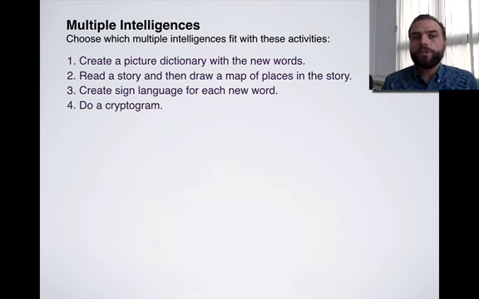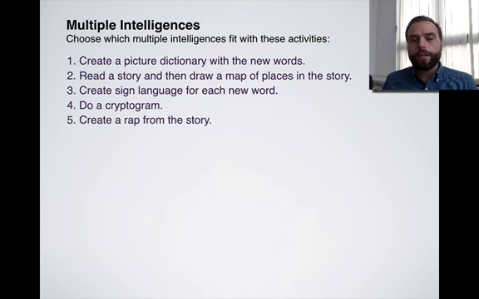Next one is a cryptogram. If you don't know what a cryptogram is, have a look online. It's kind of a code using symbols or letters or numbers, and students have to use the code to find out what the secret message is. It's a really nice kind of activity and technique to use. So what do you think is the multiple intelligence for this? Well, it's kind of a word puzzle, and the word puzzle gives us a clue. A puzzle is good for logical mathematical, so these people who like puzzles.